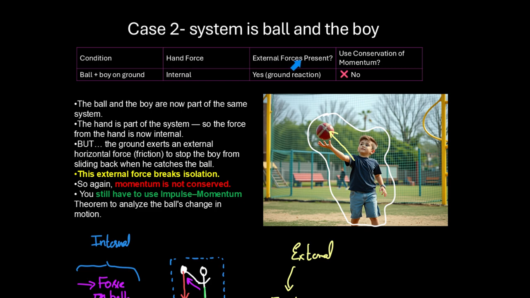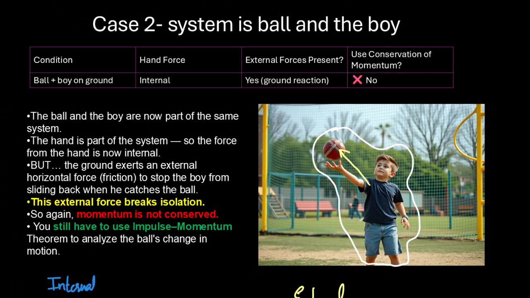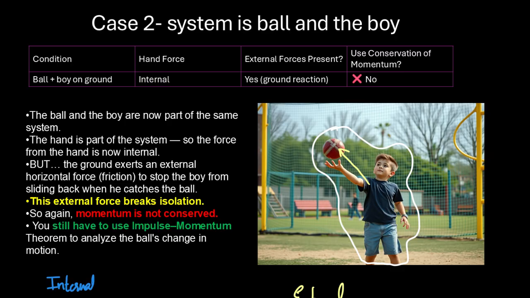So are any external forces present? Yes, the ground, not the ground reaction. My bad, this is wrong here. It is not the ground reaction which is the external force. It is instead the force of friction. And since an external force is acting, therefore we cannot apply conservation of momentum, and we'll again have to use impulse momentum theorem in this case.